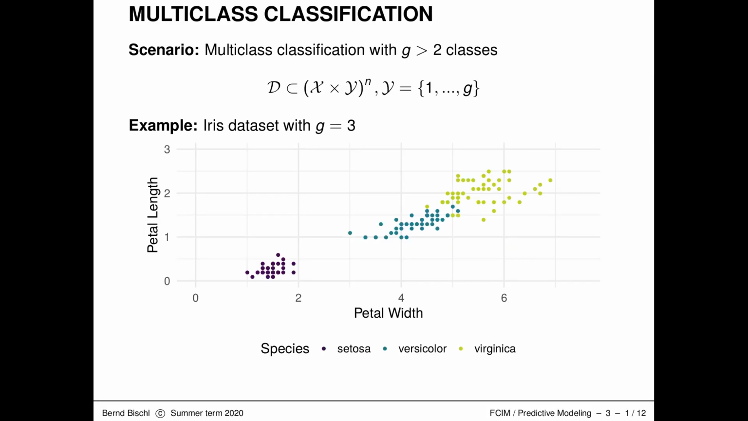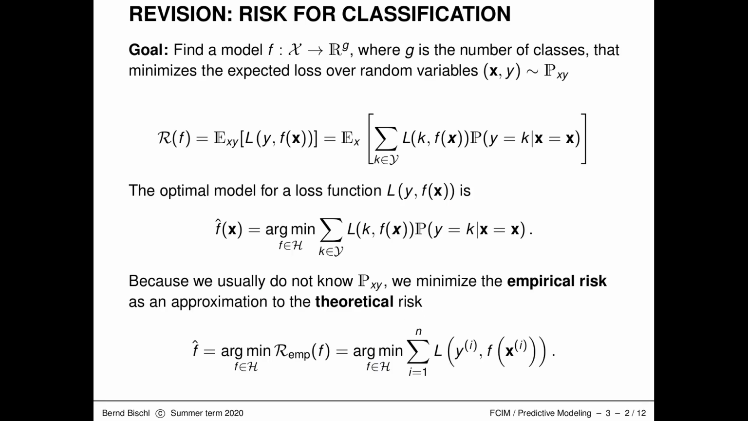So what's the multiclass classification scenario? Well, we already defined that. We have our input space X, we have our output space Y, and the output space Y now consists not only of two classes, but potentially of more than two, and I will usually use this letter small g to denote the number of classes that we have in our training data set in our task.